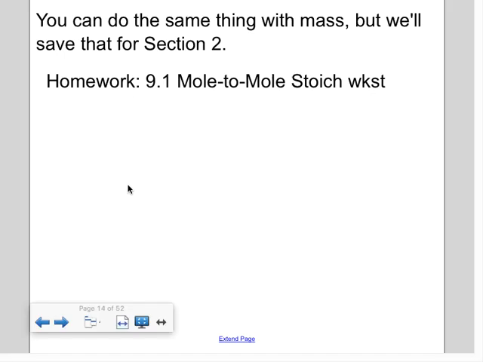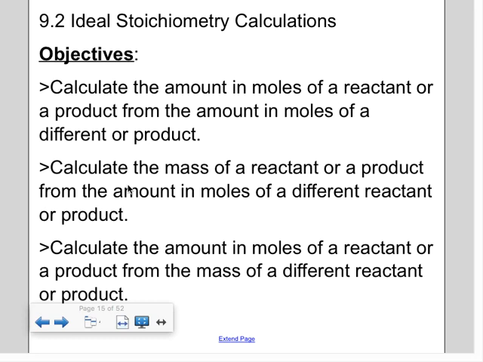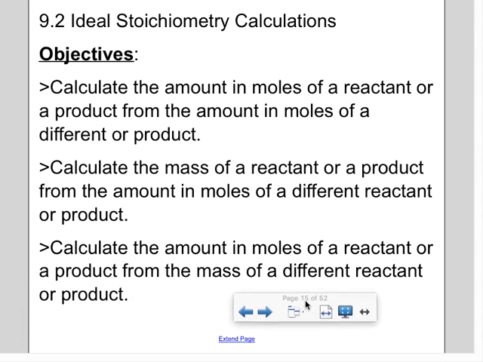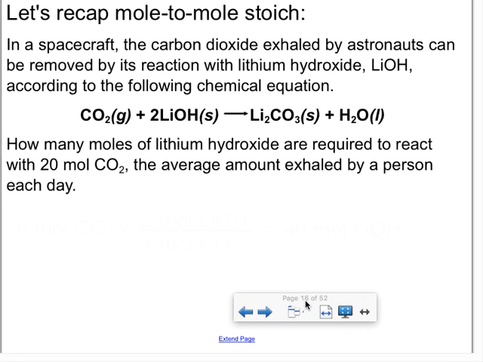Okay, so we started this chapter on stoichiometry, did a little bit of an introduction on Monday. Yesterday, I think you did mole to mole ratios, figuring out how you convert from moles of one substance to moles of another substance in a chemical reaction. Now we're going to take it a step further and talk about how you convert moles of something to grams of a product. So we're going to be moving from moles to grams and then backwards from grams to moles. That's our objective today, but let's quickly recap mole to mole stoichiometry.